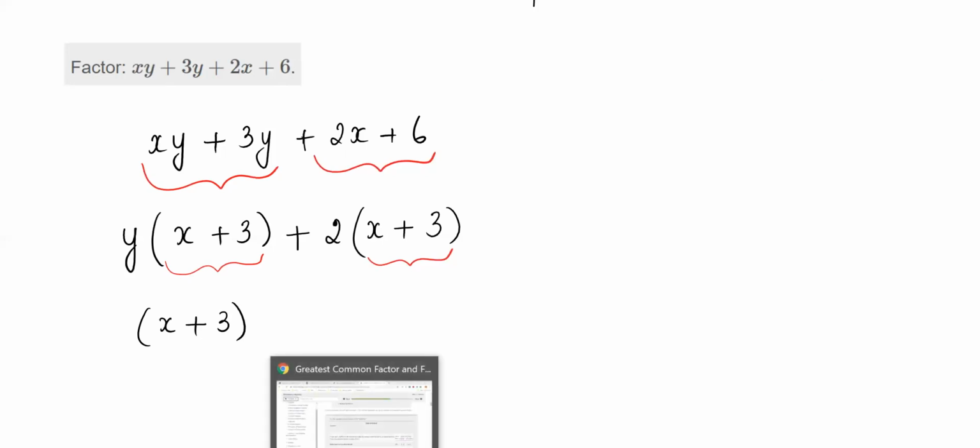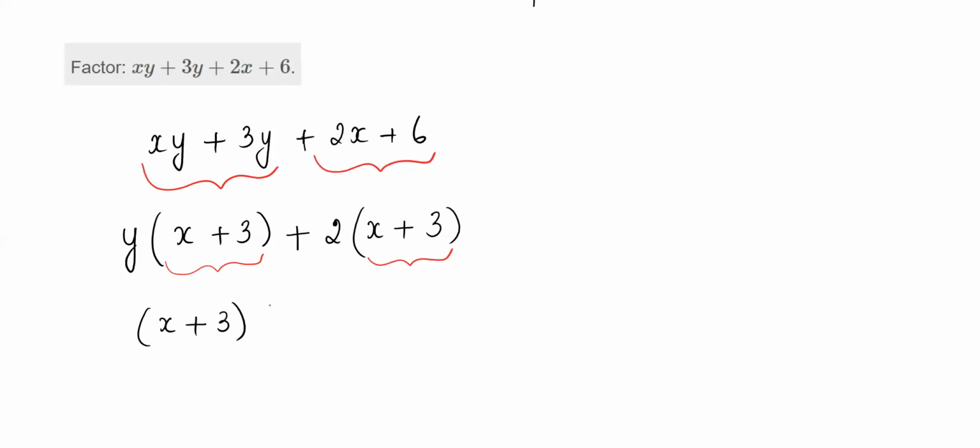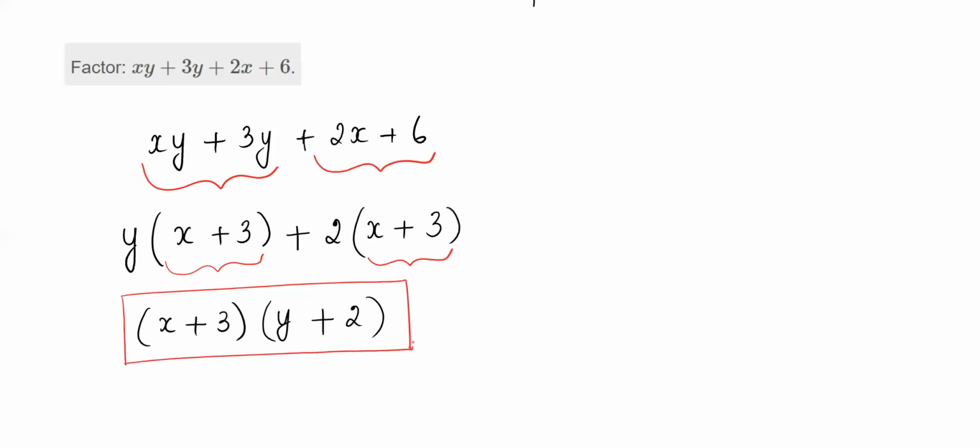So you pull out the x plus 3 from the first one. What are we left with? If you divide out the x plus 3, you're simply left with the y. And in the second term, you pulled out the x plus 3, which means you're simply left with a 2. And that is your answer because you really can't go any further. You're left with 2 factors, 2 groups. One factor is x plus 3. The other factor is y plus 2 together. You know they are together because of the parentheses.